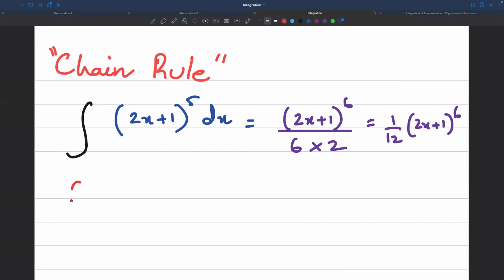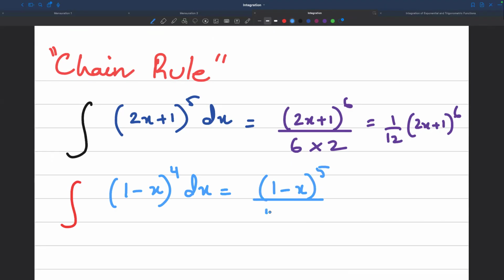The only place where I would want everyone to be a bit more careful would be, let's say if you have a question, 1 minus x to the power of 4 and you have to integrate it. Again, method remains the same. The power increases by 1. I divided by the new power, which is 5. And the derivative of 1 minus x is minus 1. And that is one of the places where sometimes students forget to put the minus 1.